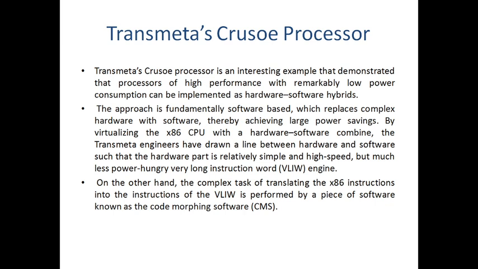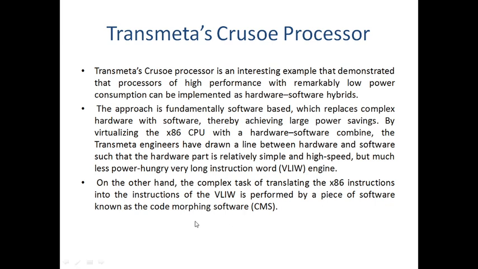In order to transform x86 instructions into VLIW instructions, we use a software known as code morphing software, or CMS. It is used to translate the x86 instructions, which are high level instructions, into VLIW instructions, which are hardware understandable machine level language instructions. We do this transformation by using the code morphing software.